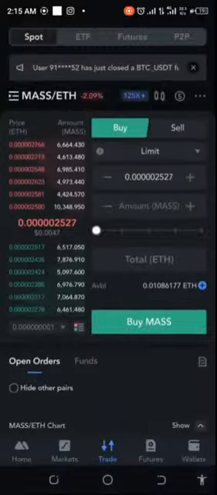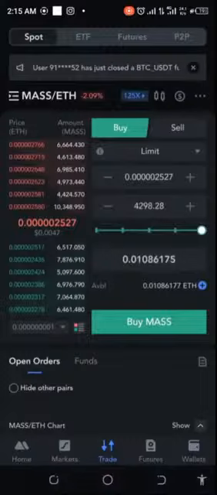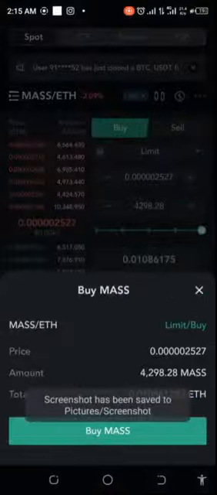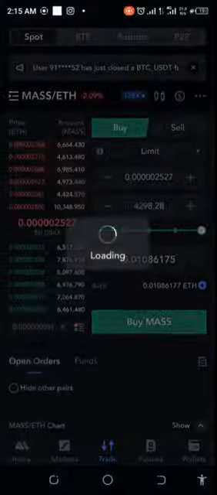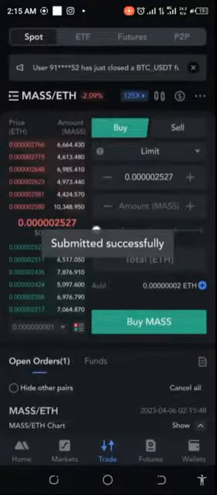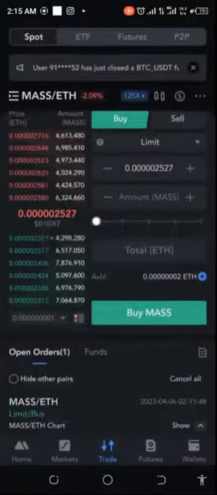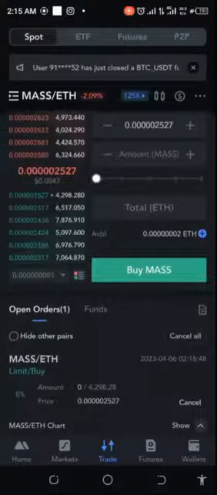So what we're doing is that we're just picking up the whole entire 100%. So we're getting 4298, lower than what we thought, but that's fine. We're going to go ahead and just click on buy. Okay, and the same thing goes here. We click on buy. Don't forget, on Mexi right now, there are no trading fees. Like I said some time ago, there are no trading fees.